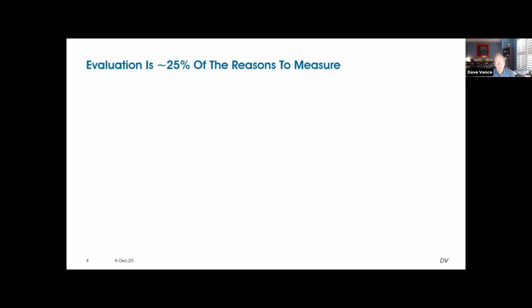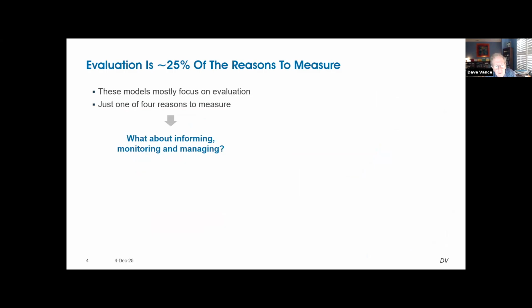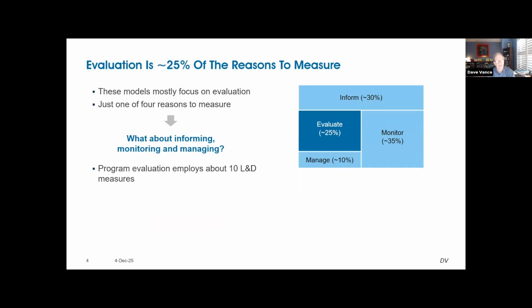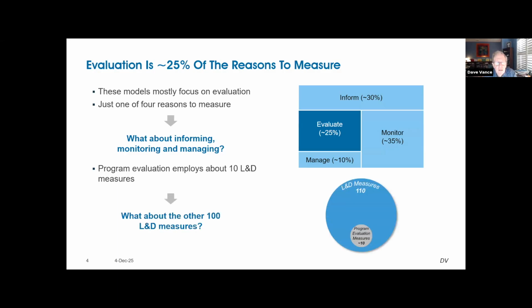So going on to the next one then, we just want to drive home the point that, as Peggy mentioned, there are many other reasons to measure. Evaluation, it turns out, is only about 25% of the reasons to measure. In other words, about 25% of the resources companies spend on measurement is dedicated to evaluation. But that begs the question, what about other reasons to measure? And out of a total of 4 reasons to measure, we have inform, monitor, manage. So what about those? There's more to measurement than evaluation.